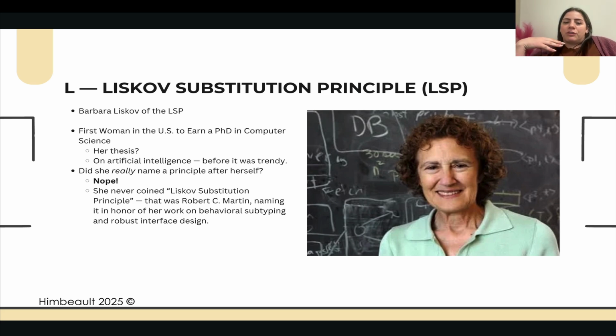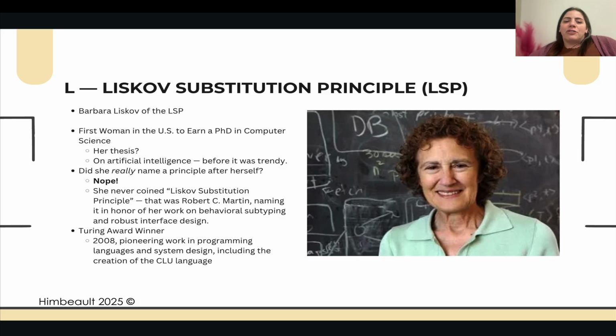Robert C. Martin, the individual who I originally mentioned was in charge of creating this system, he was actually in charge of naming it because it's his SOLID principles. And he actually named it after her in honor of her work on behavioral subtyping and on robust interface design. So it's not like, oh, she was being self-centered or anything like that. Robert C. Martin actually went and named it after her in her honor, which is pretty cool. She's also a Turing Award winner. So back in 2008, she won the award for pioneering work in programming languages and system design. She actually created the CLU language, which is so cool.